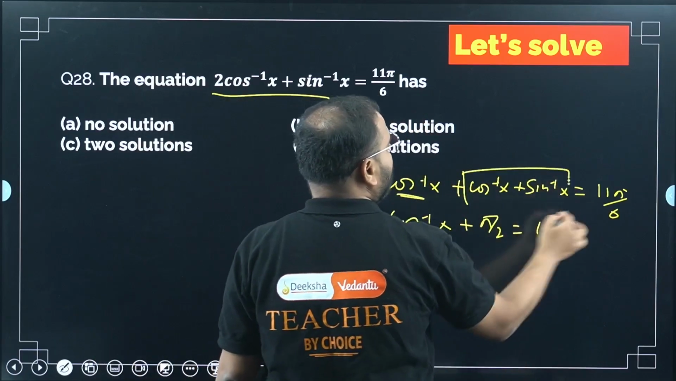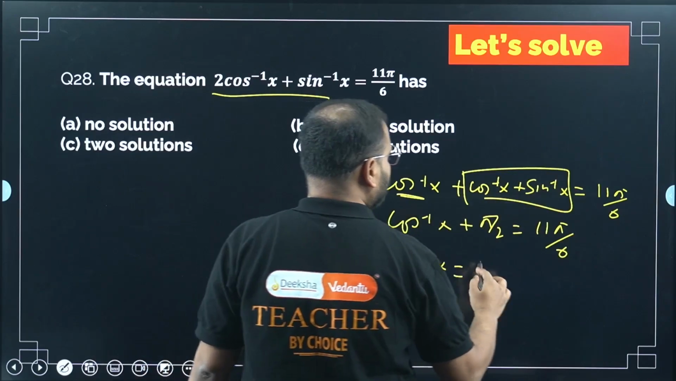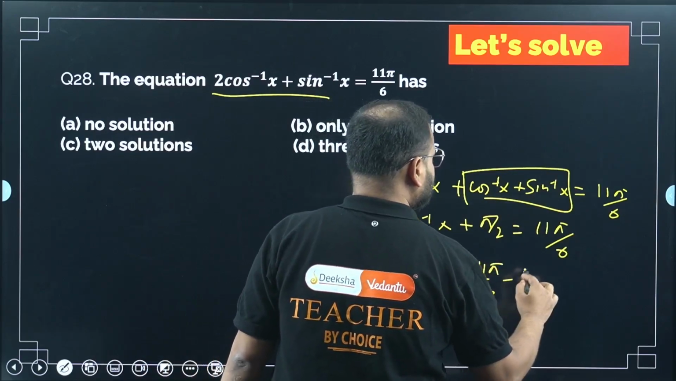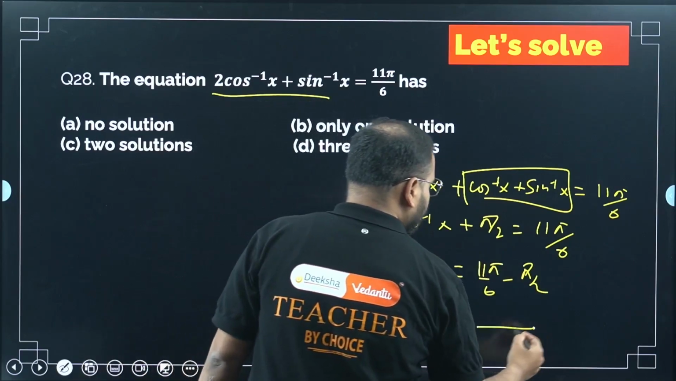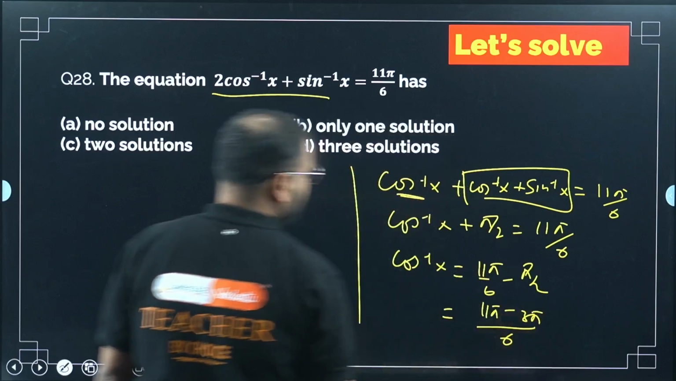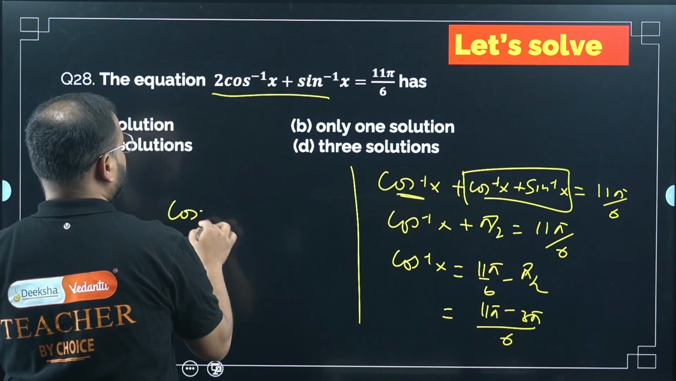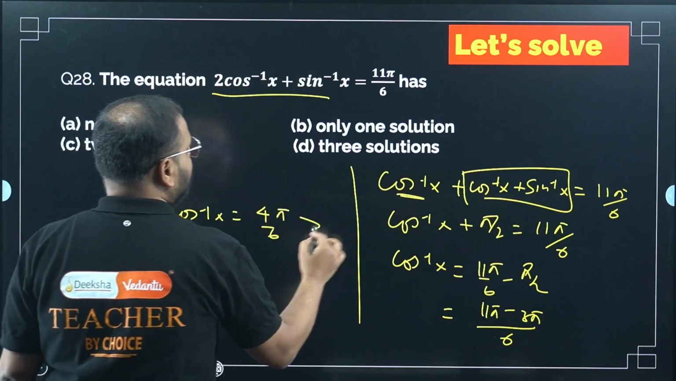This is pi by 2. Bring the pi by 2 over there, so I get cos inverse of x equals 11 pi by 6 minus pi by 2. Take the LCM. The LCM is 6. 11 pi minus 3 pi. How much do you get? Cos inverse of x equals 4 pi by 6, which is basically more than pi.